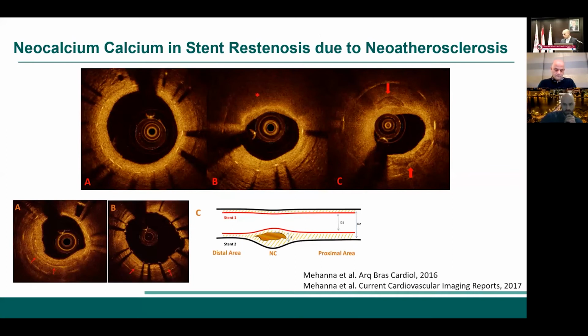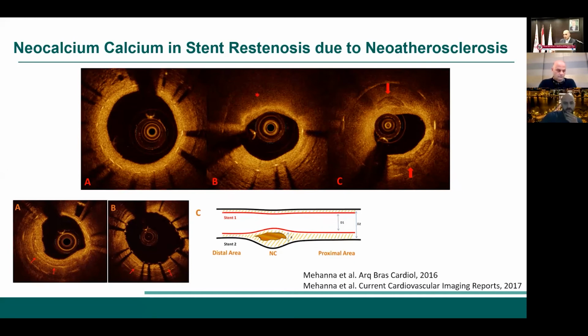I'm mentioning calcium by imaging, but I also have to mention neocalcium. That's really a hot topic now, this neoatherosclerosis. I'm showing you different healing of stents. You can see in the first picture up there, A is what a normal stent looks like. Again, that's OCT here. You have your light source. It's a light imaging modality. You can see the stent struts and the shadow, since these are metallic stents. And you see in B and C, you have plaque. You have lipid-rich plaque in B and calcified plaque that formed inside the stent. That's the concept of neoatherosclerosis and neocalcium. And this can be a problem by itself.